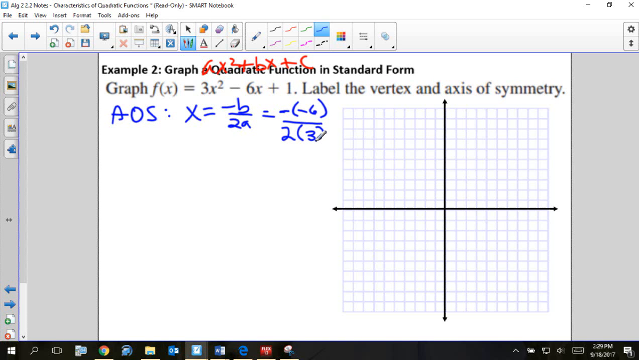So I'm going to simplify that. That's going to give me negative negative 6 is positive 6. 2 times 3 is positive 6. What's my axis of symmetry? X equals 1.